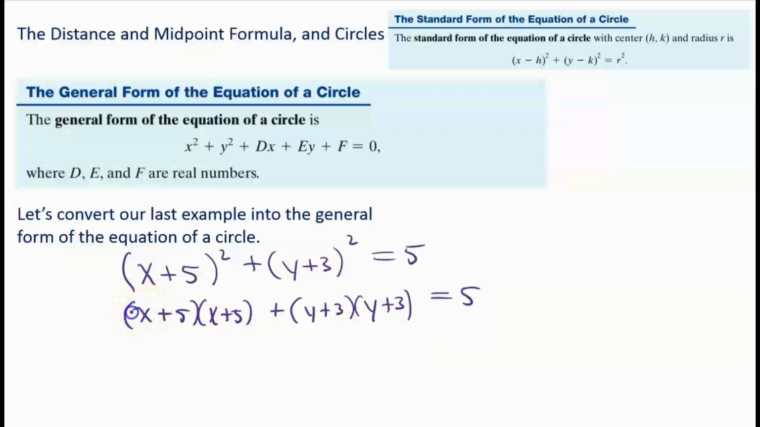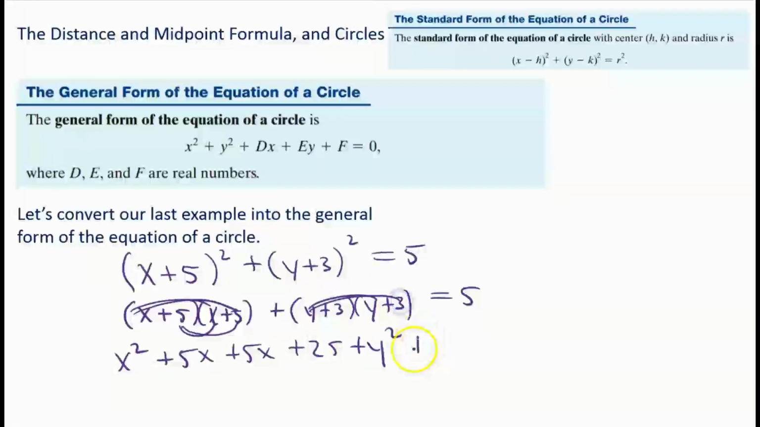But let's FOIL. X times x is x squared. X times 5 is 5x. 5 times x is 5x. And 5 times 5 is 25. Now let's do that for our y's. Y times y is y squared. Y times 3 is 3y. 3 times y is another 3y. 3 times 3 is 9, equals 5.